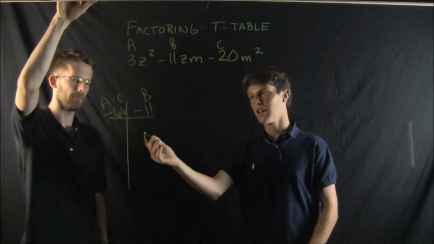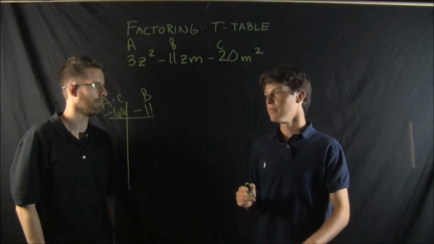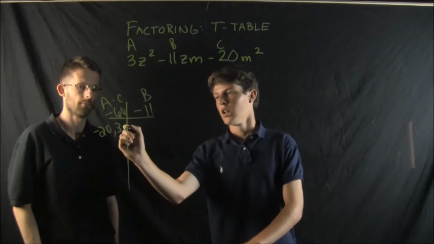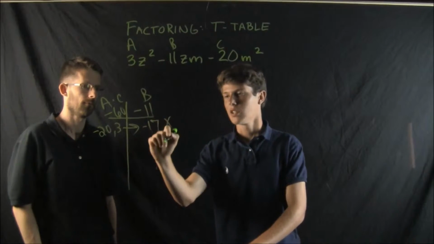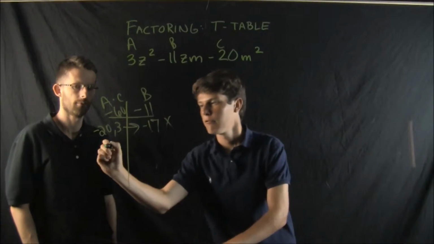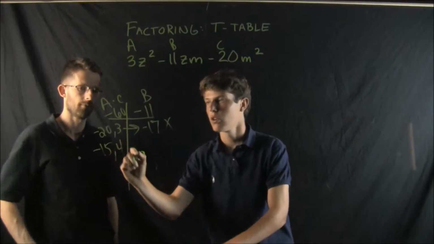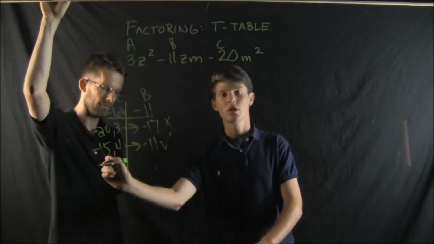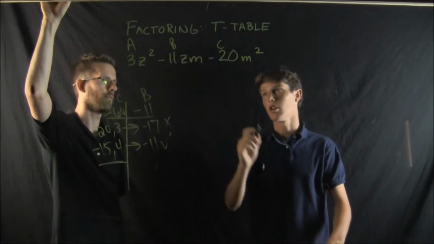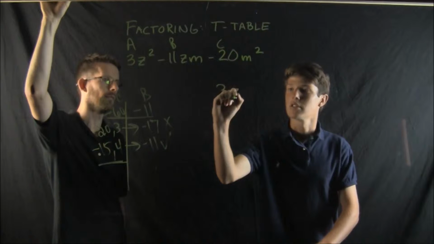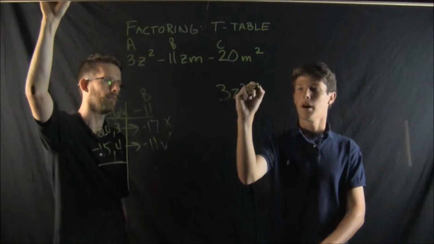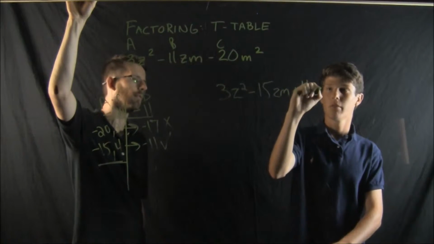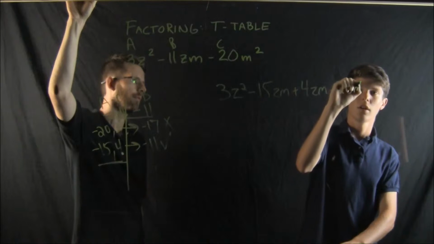So two numbers multiplied to negative 60 that add to negative 11. First we'll try negative 20 and 3, which adds to negative 17. Try again. Negative 15 and 4 multiplies to give us that negative 60 and adds to give us the negative 11. So we're going to use these two and substitute them in for the negative 11zm. So we're going to rewrite it as 3z squared minus 15zm plus the 4zm minus 20m squared.